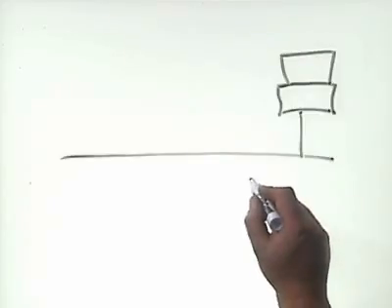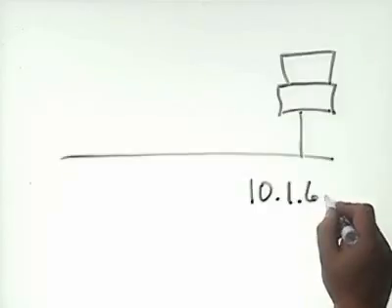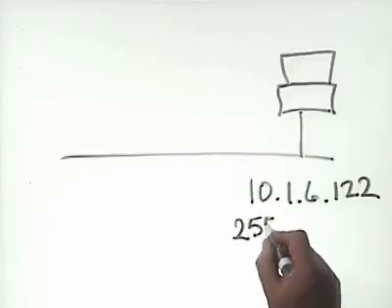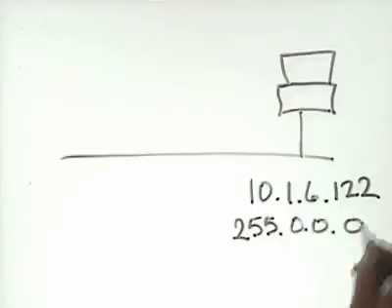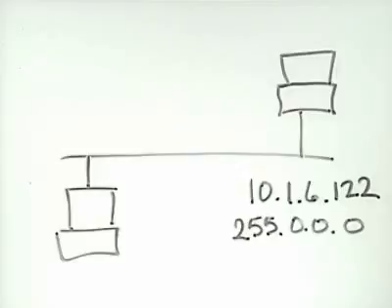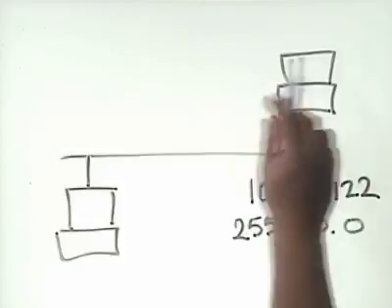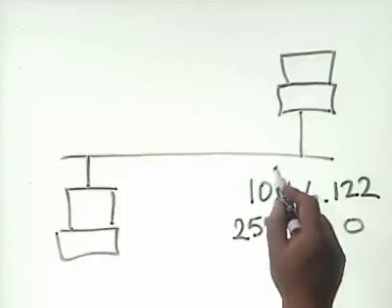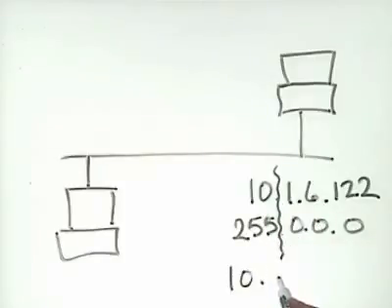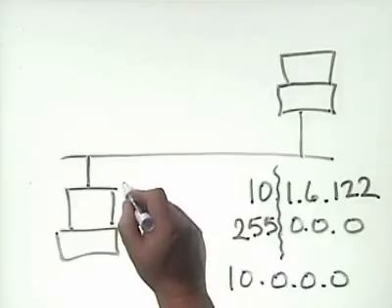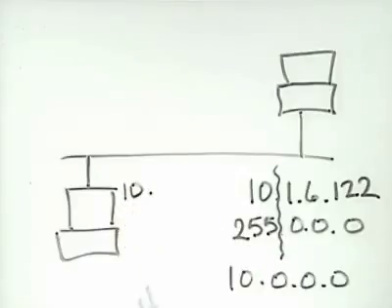And I might find something like this: 10.1.6.122 as its IP address, and for its subnet mask, I might see 255.0.0.0. If I were to connect a separate host to the same network, I need to follow some simple rules. First, the subnet address used by this host must match the subnet address used by all other hosts on the same subnet. So in this case, because of the mask value, I know that the subnet used is 10.0.0.0. So when I'm assigning an address to this host, it must begin with 10, and at that point it can be followed by any other number.